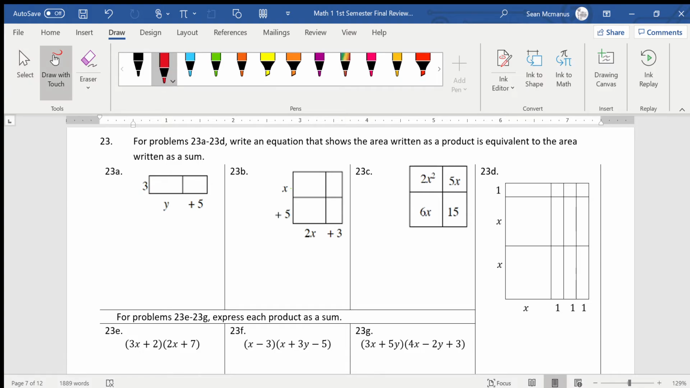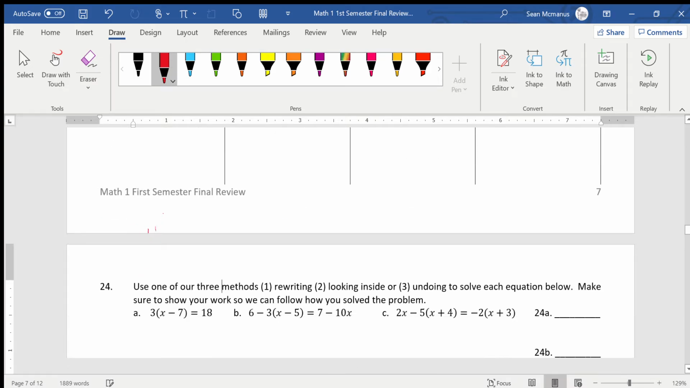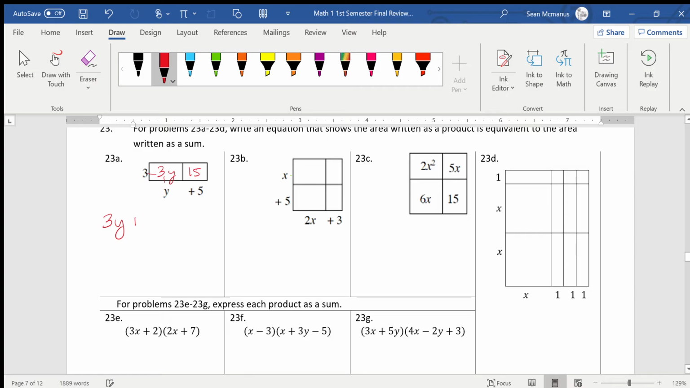So 23A, this is a pretty simple one. Remember, we're just going to multiply across what meets in that box. So 3 times y is 3y. And the other box, 3 times positive 5 is 15. And then I just write my final answer as those things all added together, keeping in mind what the sign is here, right? That'd be plus 15.